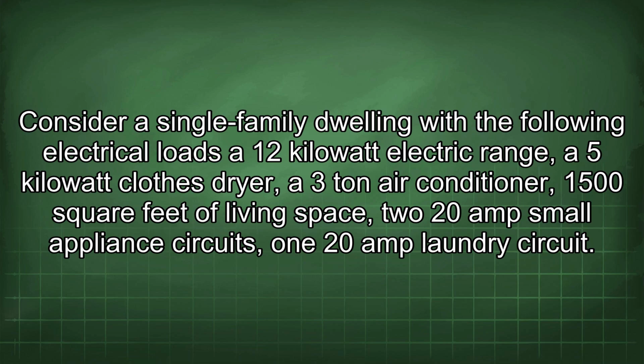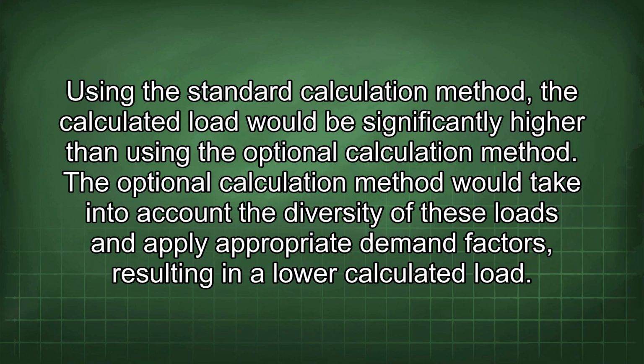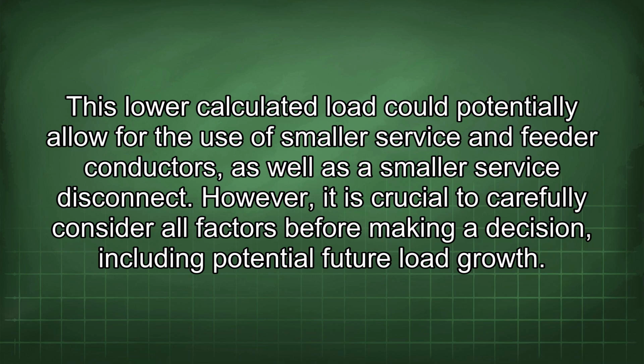Consider a single-family dwelling with the following electrical loads: a 12 kilowatt electric range, a 5 kilowatt clothes dryer, a 3-ton air conditioner, 1500 square feet of living space, 20 amp small appliance circuits, and a 20 amp laundry circuit. Using the standard calculation method, the calculated load would be significantly higher than using the optional calculation method. The optional calculation method would take into account the diversity of these loads and apply appropriate demand factors, resulting in a lower calculated load. This lower calculated load could potentially allow for the use of smaller service and feeder conductors, as well as a smaller service disconnect.